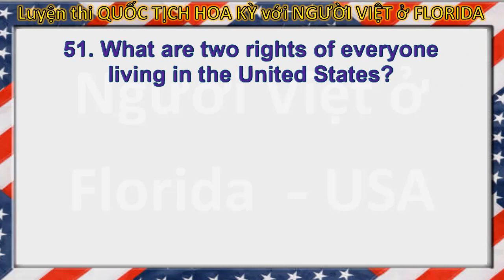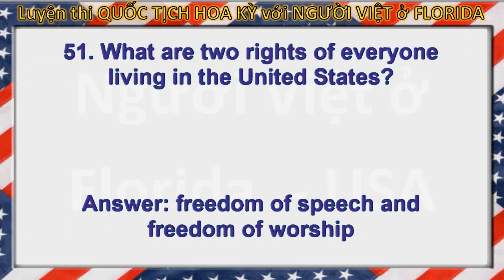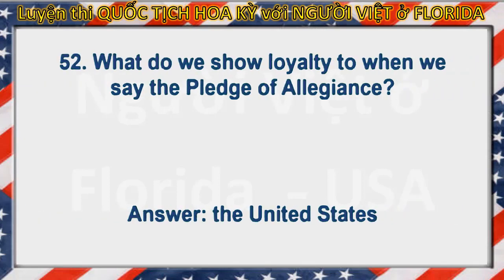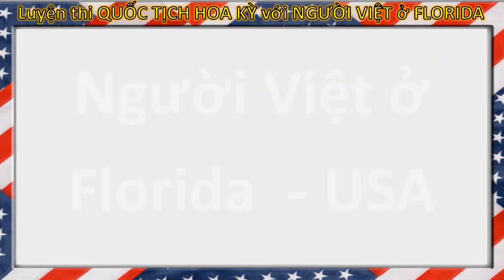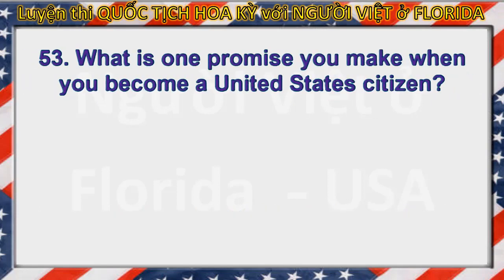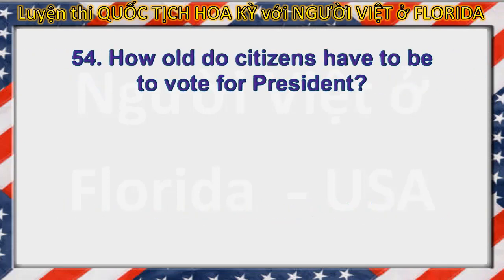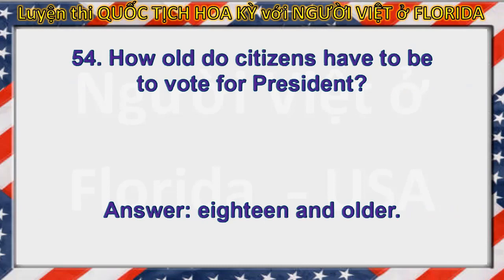What are 2 rights of everyone living in the United States? Freedom of speech, freedom of worship. What do we show loyalty to when we say the Pledge of Allegiance? The United States. What is one promise you make when you become a United States citizen? Be loyal to the United States. How old do citizens have to be to vote for president? 18 and older.